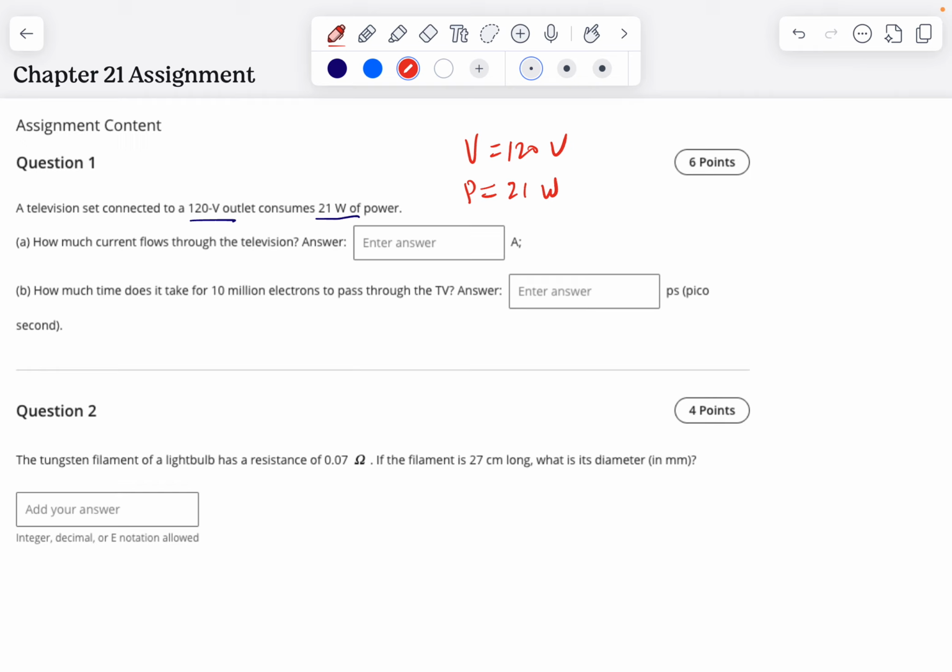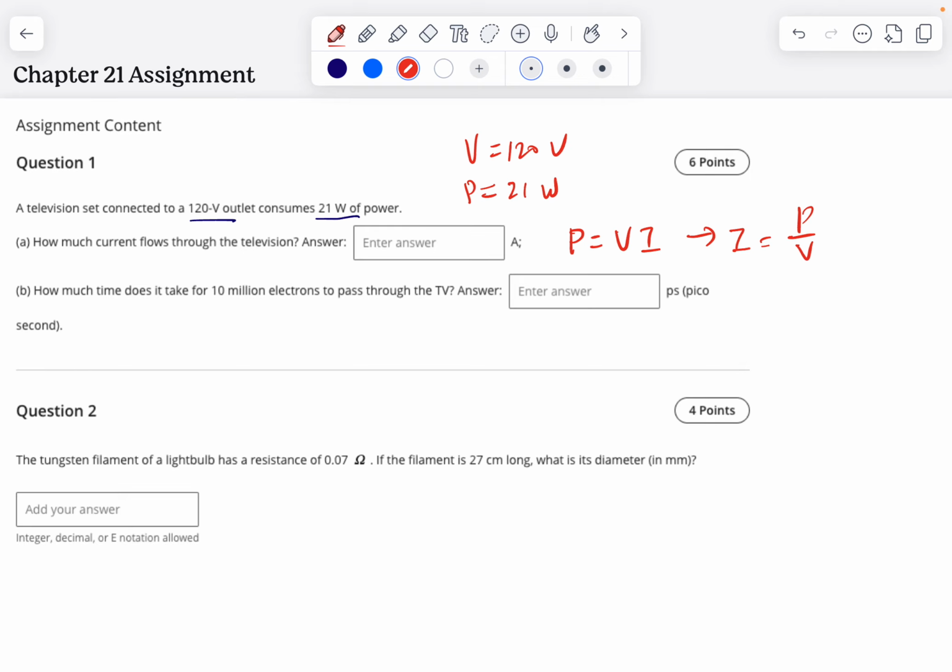All right, this is very simple because we know power equals V times I, voltage times current, so current equals power over voltage. All right, part B: how much time does it take for 10 million electrons to pass through the TV?